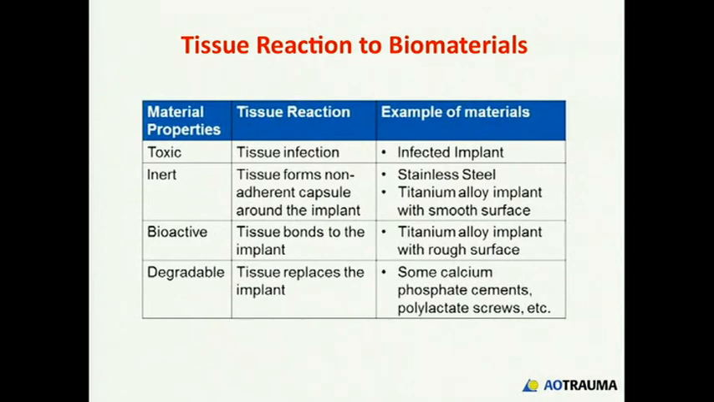So tissue reaction of biomaterials, we can say toxic, obviously, which is not something that we want. So inert, bioactive, and biodegradable materials. As I said, for inert materials, tissue forms a non-adherent capsule around the implant. Examples are this. And bioactive materials, we want tissue bonding to the implant, like in the case of titanium alloys. Or biodegradable material, tissue replaces the implant, in polylactides, glycolides, and there are advantages and disadvantages of using this, as you all know.